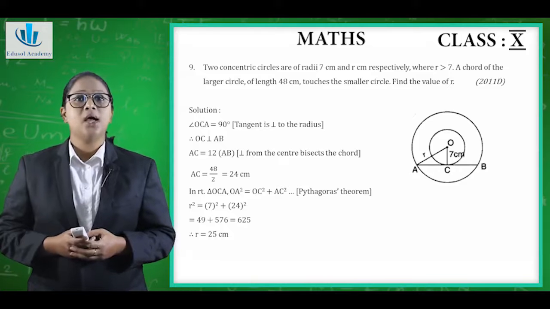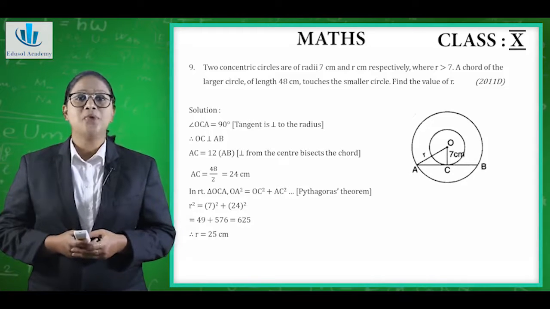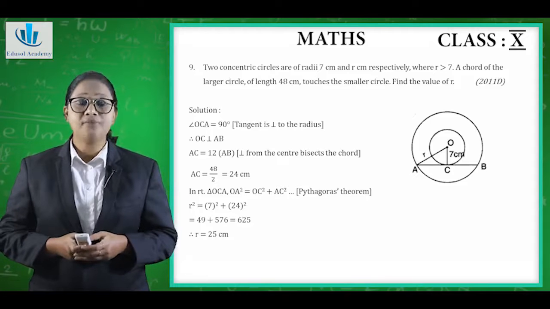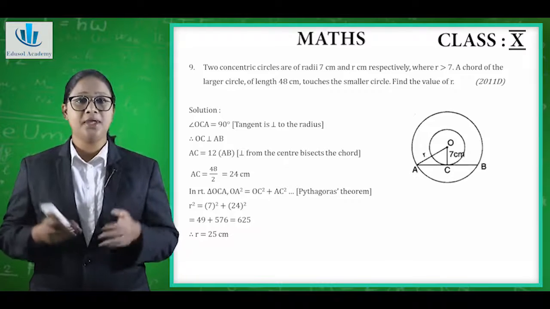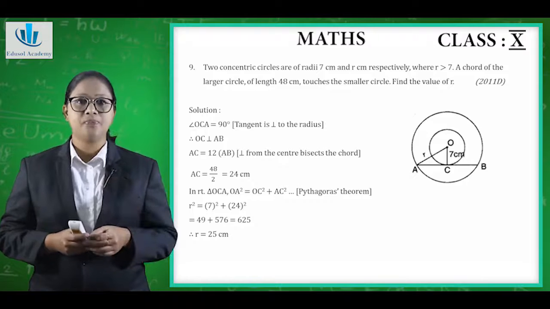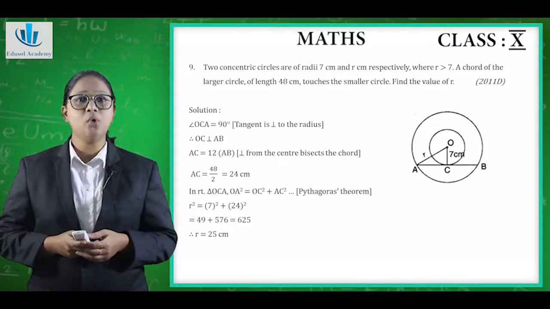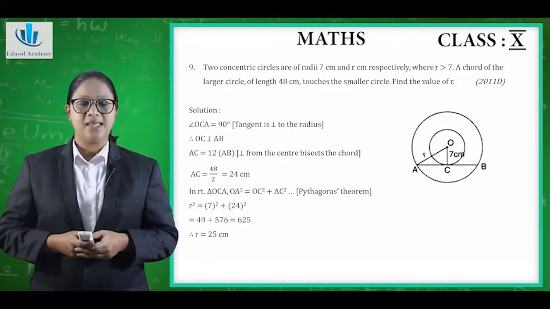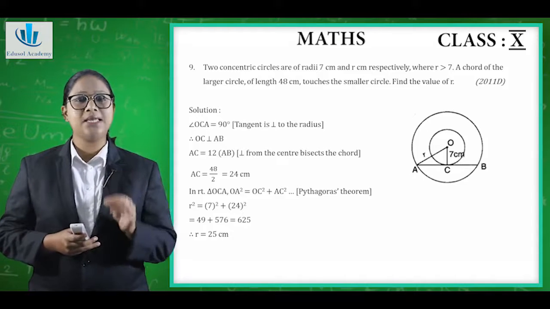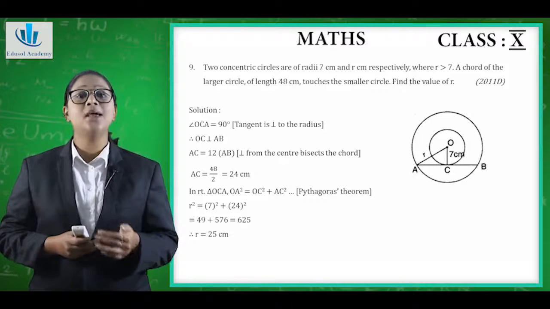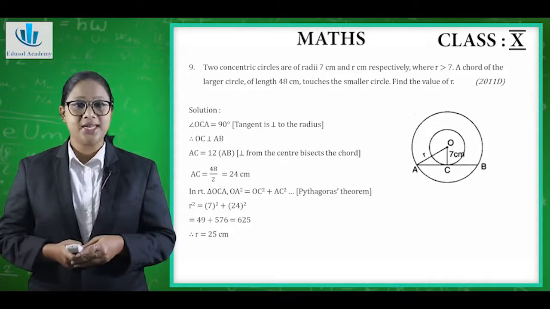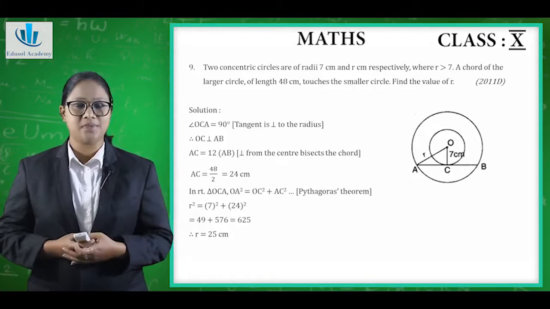So we can write OA square is equal to OC square plus AC square. Now AC is half of this chord AB. So AB is 48, so AC will be 24 centimeter. So Pythagoras theorem will give you R square is equal to 7 square plus 24 square. Upon calculating, we will get the value of R as 25 centimeter. So the radius of the bigger circle is 25 centimeter.